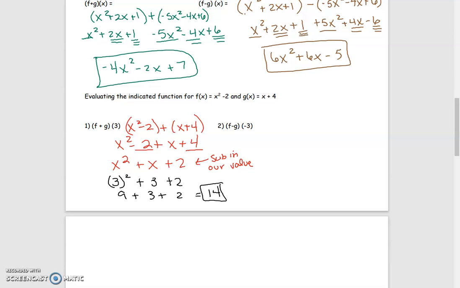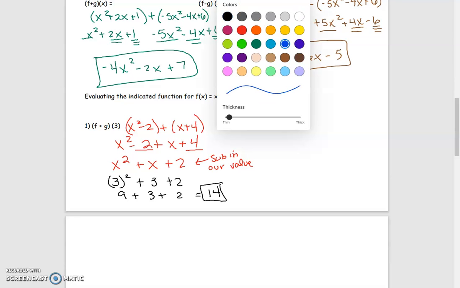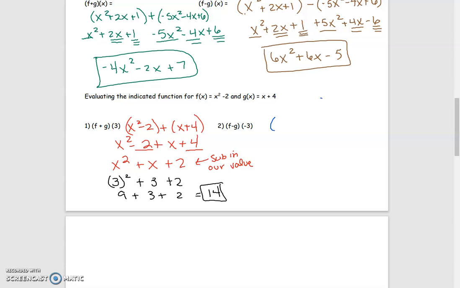So we're going to do the same thing with subtraction, and we're going to do our f, then minus, and then x plus 4, and we're going to distribute. So minus x minus 4, and then bring that down, combining our like terms. So it looks like we just are going to be combining negative 2 and negative 4 to get negative 6. And we're going to, again, sub in negative 3.